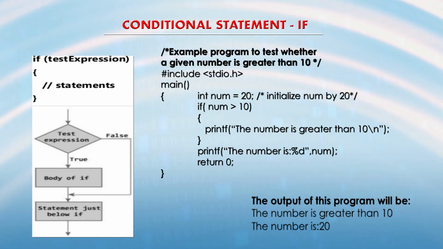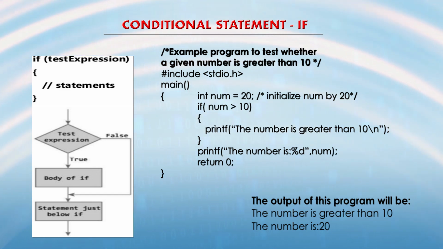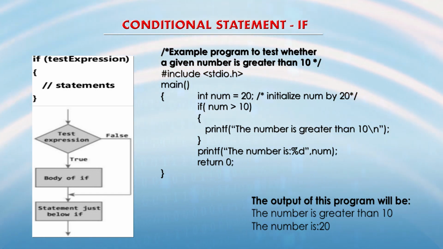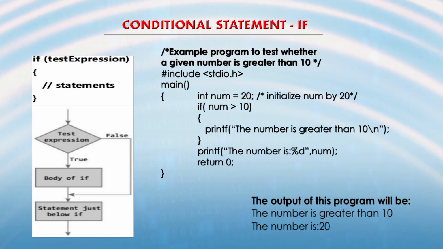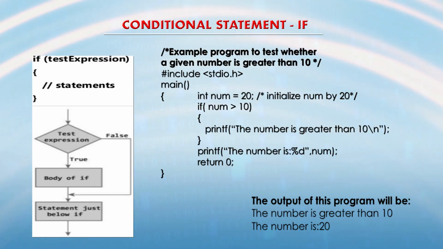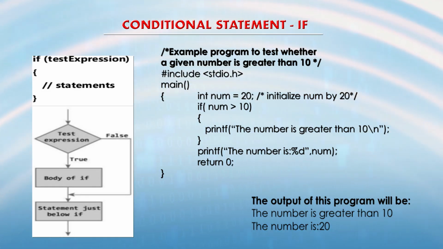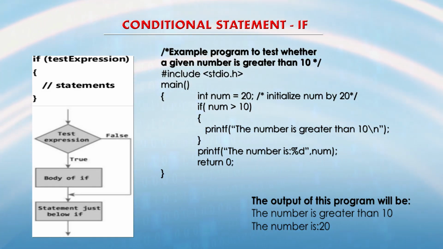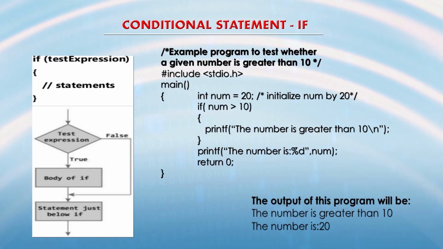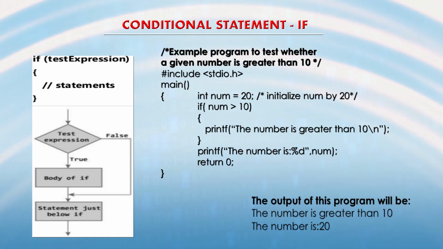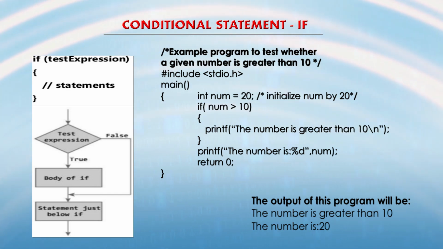The output will be that the number is greater than 10 and number is 20, because the value is 20 and 20 is greater than 10. So this condition turns out to be true. It will enter the if construct, where it is written that number is greater than 10. So the first output is the number is greater than 10, and then after the execution of the if construct, immediately the line after that is printf the number is %d, num. num is initialized to the value 20, so that is why it prints num is 20.